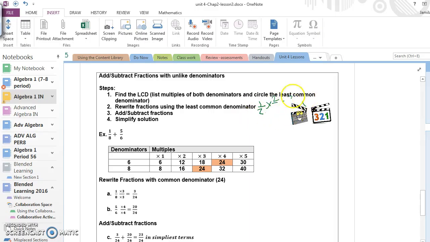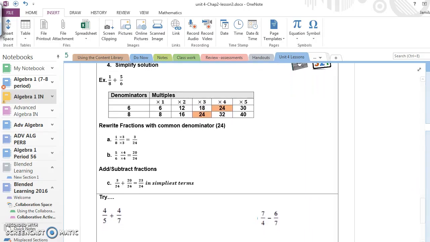So now let's think here. I'm going to scroll down to the first example, 1/8 plus 5/6. The denominators are 8 and 6. So the first step, I recognize that they are not the same denominator. These are different. So I need to list the multiples of both denominators.